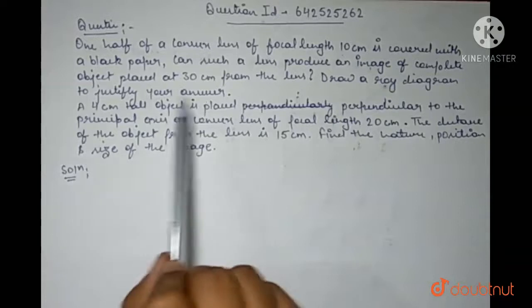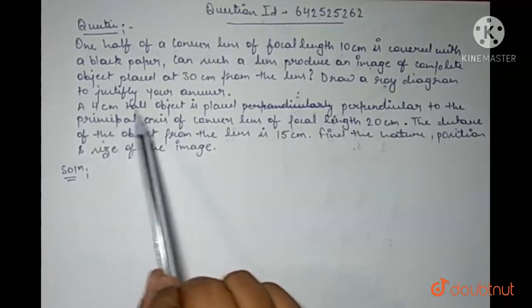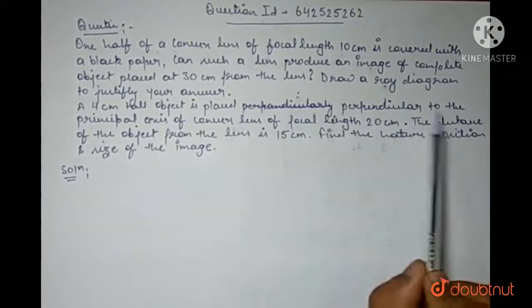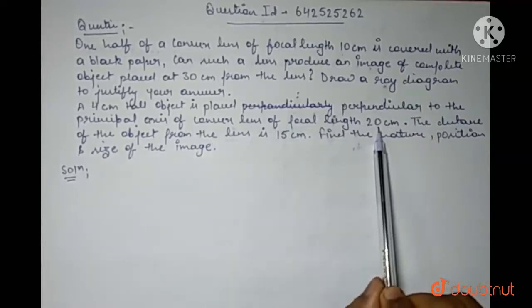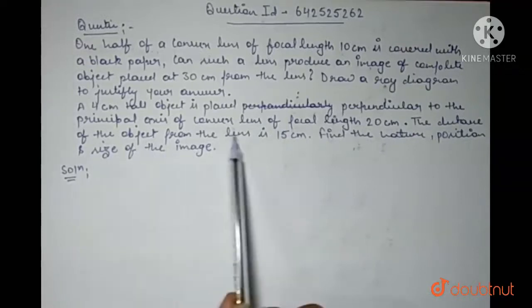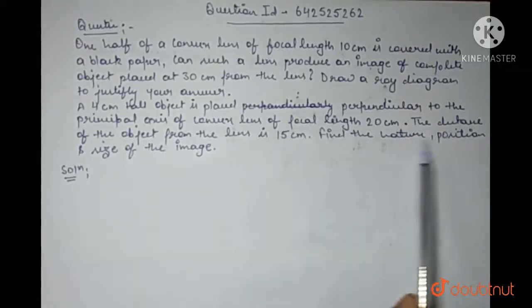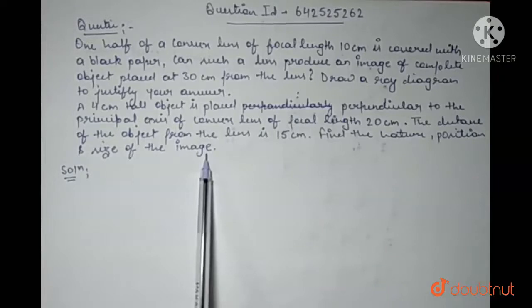And the another part of this question is, a 4 cm tall object is placed perpendicular to the principal axis of convex lens of focal length 20 cm. The distance of the object from the lens is 15 cm. Find the nature, position and size of the image.